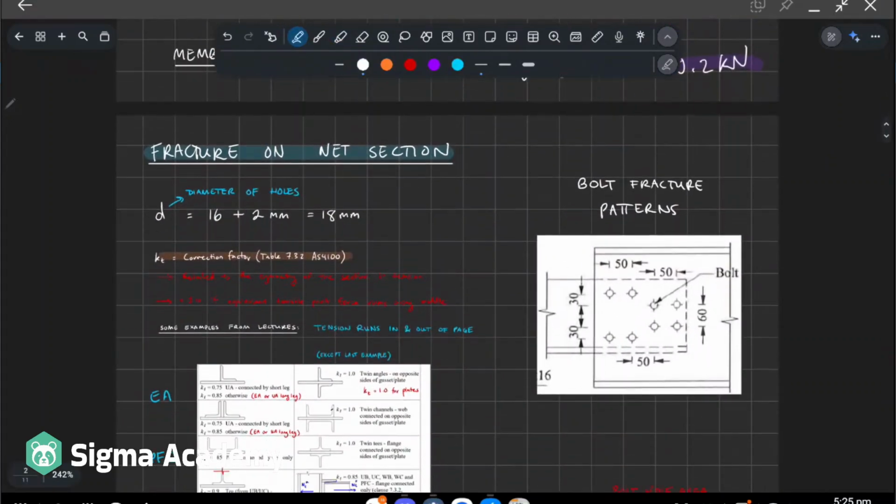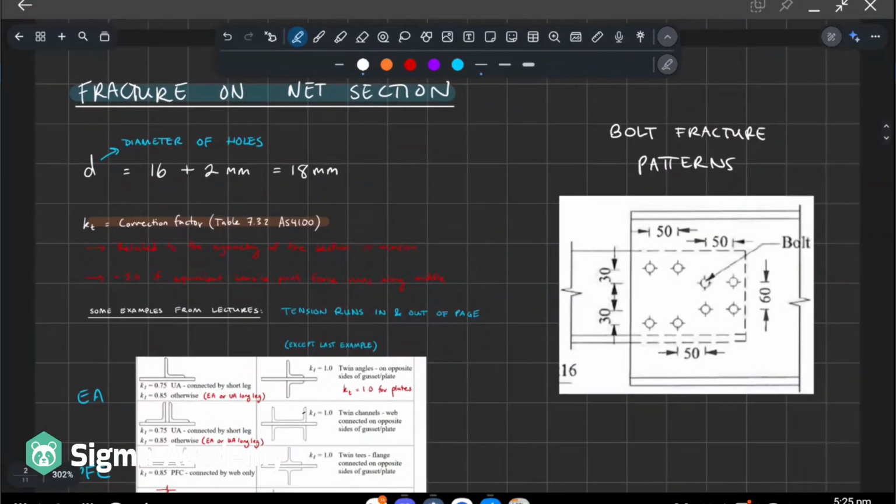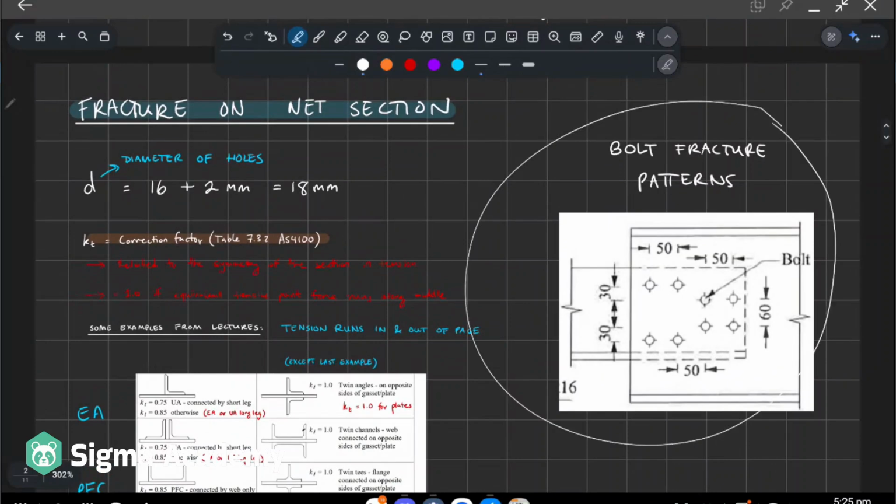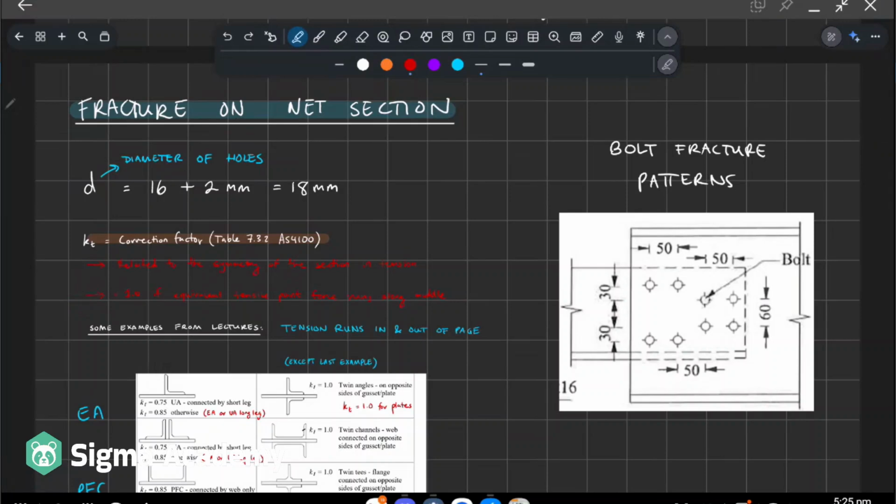All right, next we have the fracture on the net section. So this one takes a little bit longer to do because we have a couple of different failure modes. If you look on the right hand side here, we have the bolt fracture patterns, right? If you just pause the video and have a think about it, think about the different combinations of bolt fracture patterns which will result in a different net area.